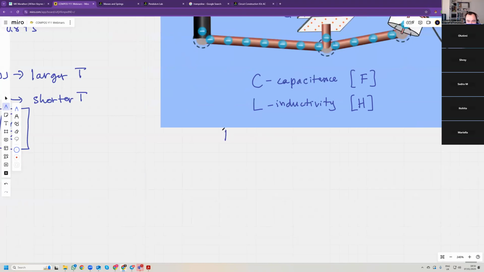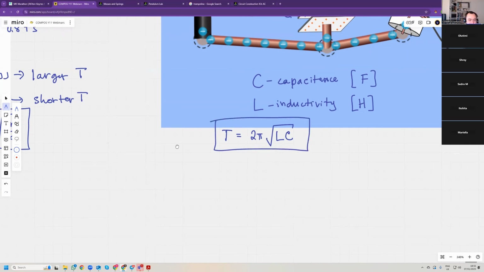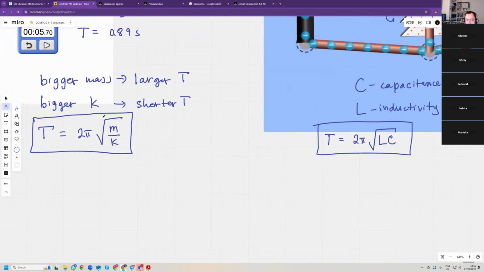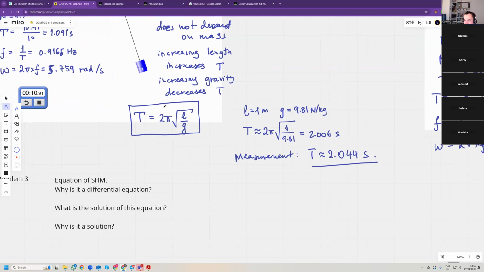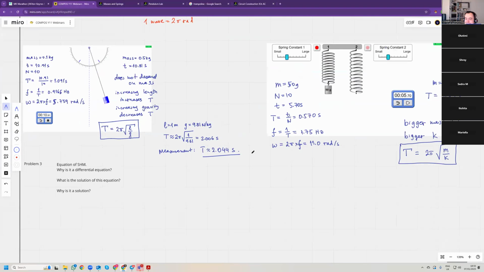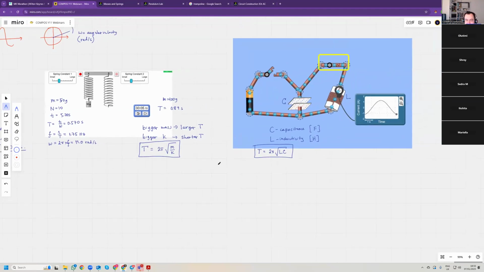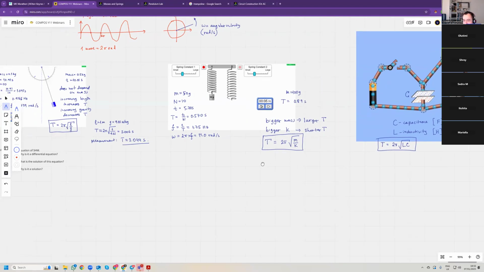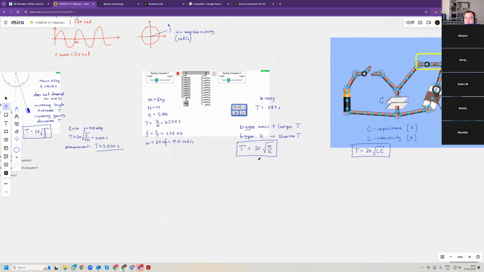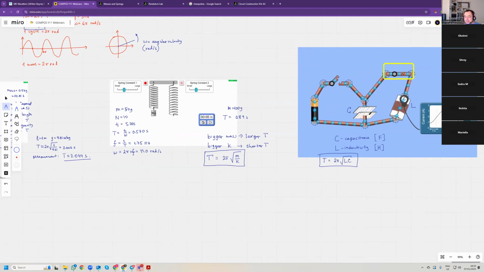And the time period for an oscillating circuit is 2 pi square root of L times C, which kind of reminds you of that. Okay, there are other examples of oscillators, but yes.